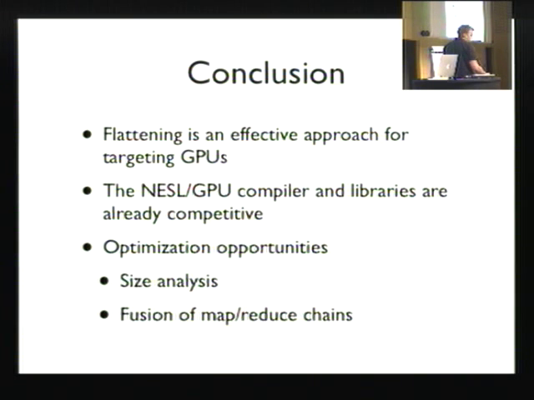So in conclusion, we believe that flattening is an effective approach for GPUs. Instead of more embeddings of flat GPU languages inside of languages, I would love to see people transforming languages so that you can have more interesting algorithms in them. And the Nestle GPU compiler and libraries are already useful and fairly competitive. I encourage you to just throw programs at them and see how they perform, especially if you're thinking about subjecting your graduate students to writing GPU code with CUDA.